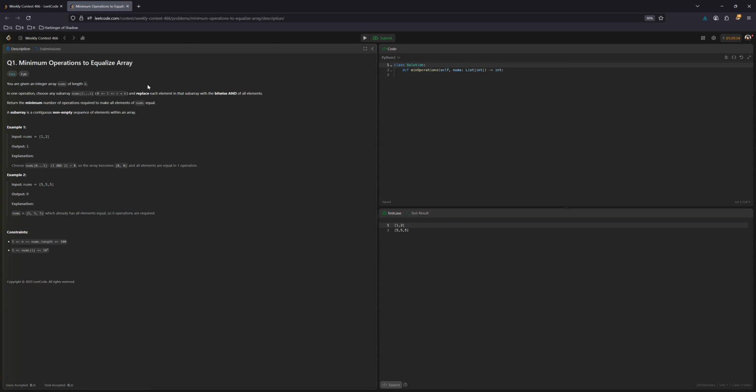Okay, question 1. Minimum operations to equalize array. You're given an integer array nums of length n. In one operation, choose any subarray and replace each element in that subarray with the bitwise AND of all elements. Oh, okay. So we're slowly eliminating bits. Got it. Return the minimum number of operations required to make all elements of nums equal.